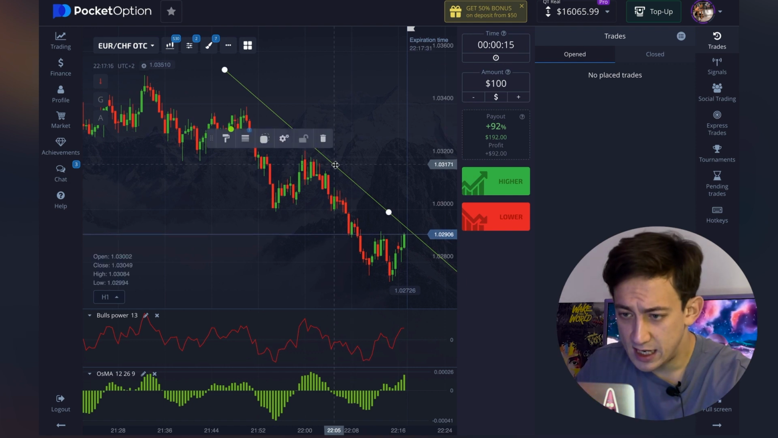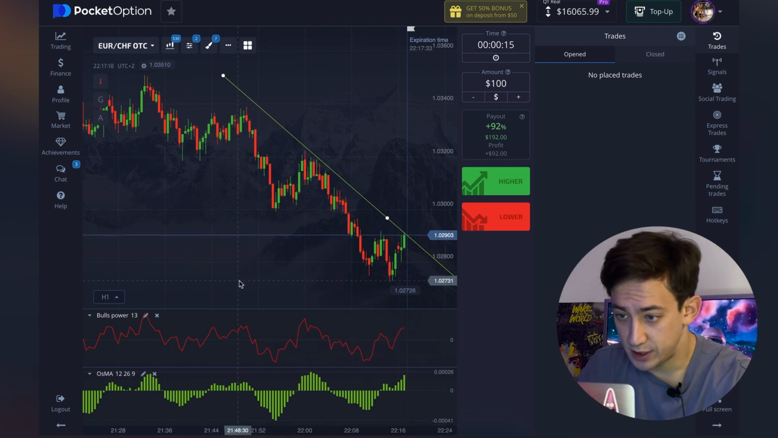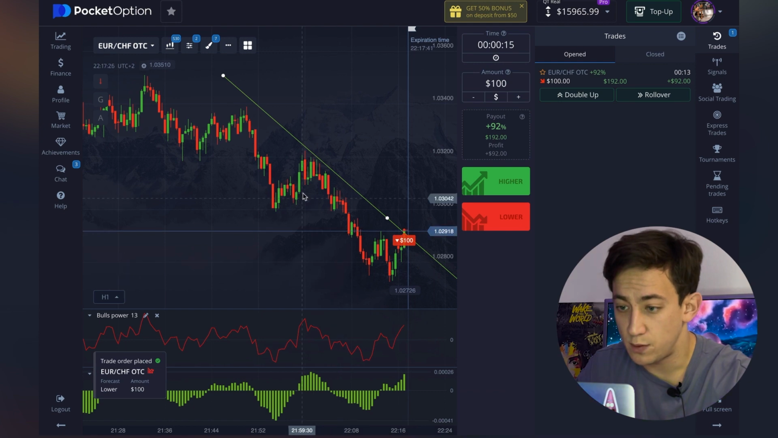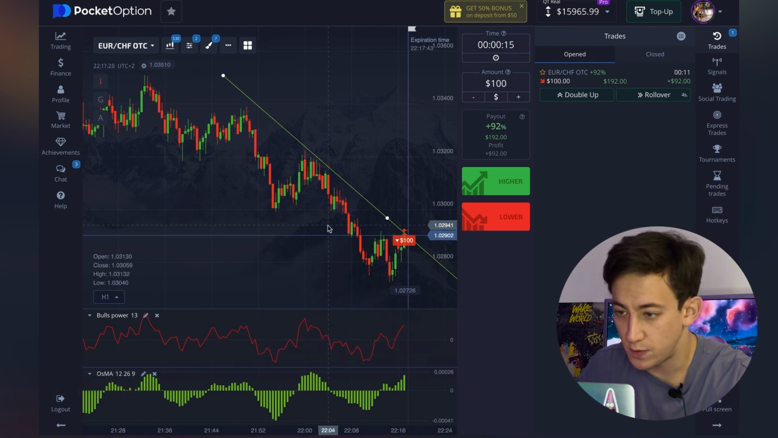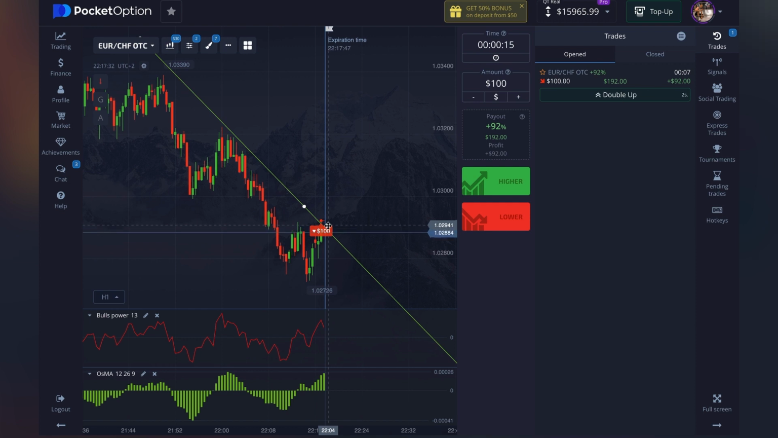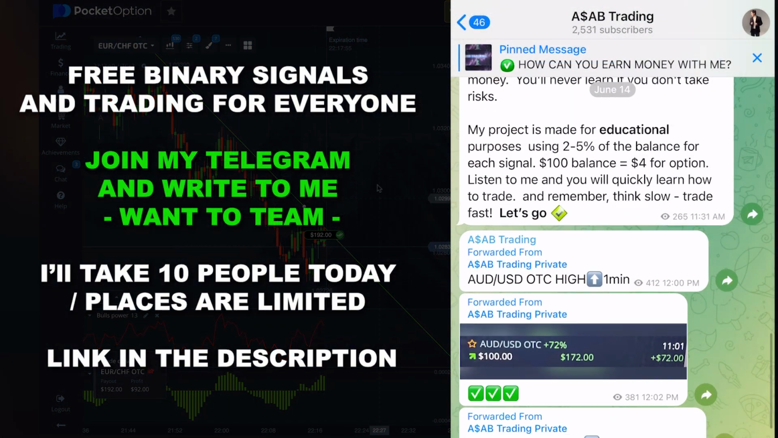In the meantime, I see a very interesting situation, guys. Both indicators are giving us a signal, and Boost Power is changing its trend line. I quickly enter a $100 trade downward and wait for my profit. It's cool, guys, I've earned a profit.